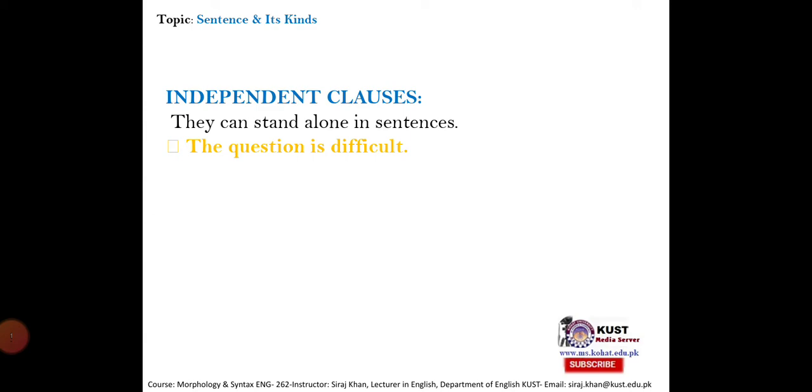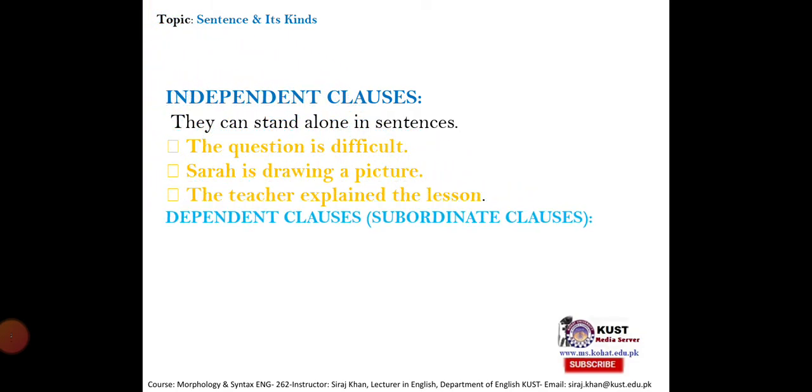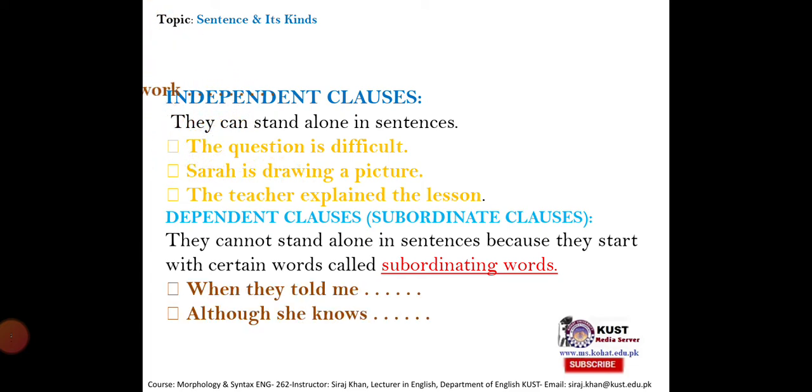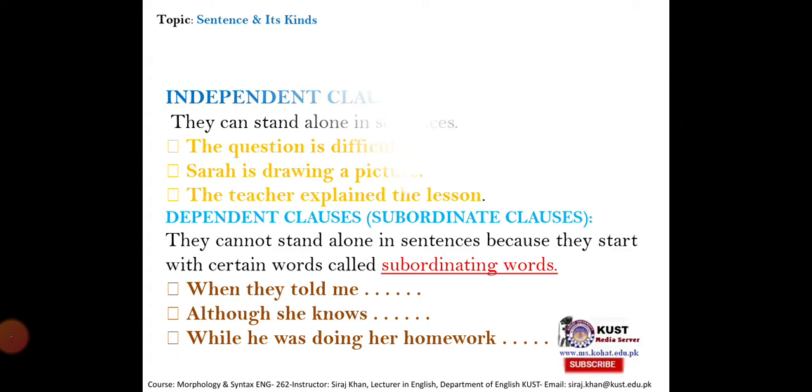An independent clause is the one that can stand alone, like the question is difficult. Sarah is drawing a picture. The teacher explained the lesson. Dependent clauses are subordinate clauses, the ones that cannot stand alone in sentences because they start with certain words called subordinating words or subordinating conjunctions. When they told me, although she knows, while he was doing her homework. So when is a subordinate conjunction, although is a subordinate conjunction, while is a subordinate conjunction, because is a subordinate conjunction. So all the dependent clauses start with a subordinate conjunction.